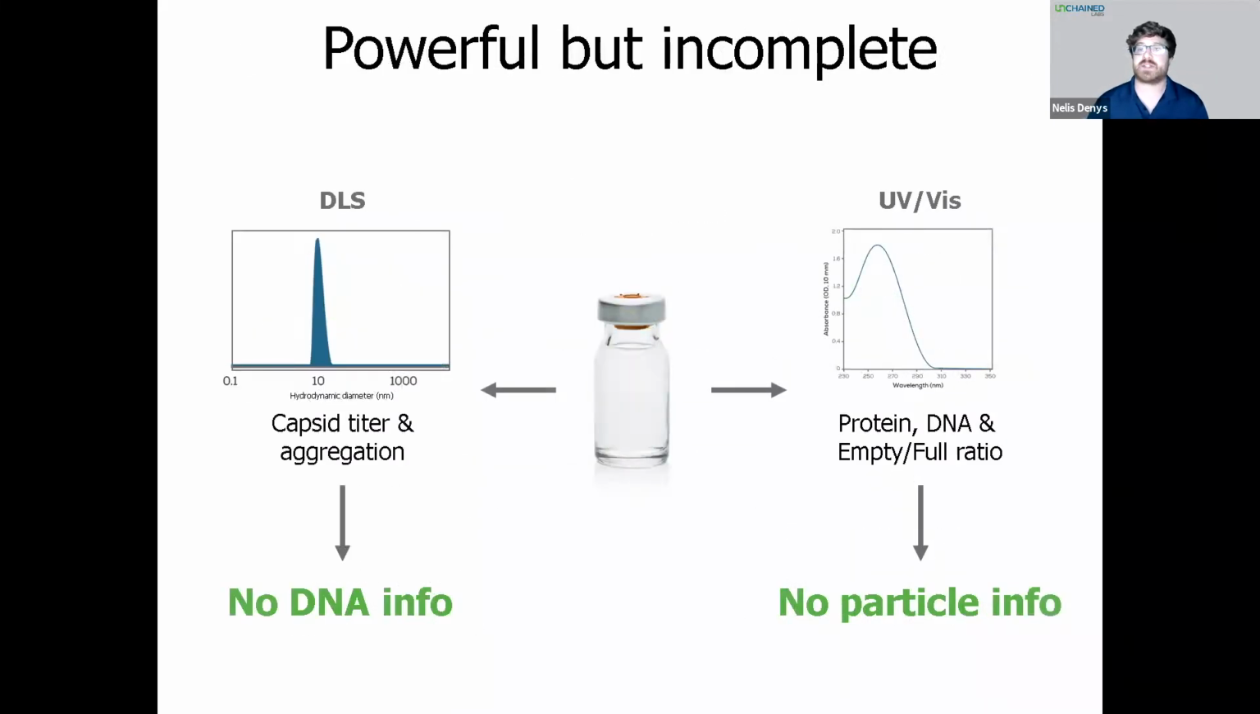Now let's focus in on two technologies, DLS and UVS. Each of them tells a part of the story. DLS gets you info on capsid titer and aggregation, but can't say anything about what's happening with DNA. On the other hand, UVS gets you total amounts of protein, DNA, and can link those to empty full ratio, but doesn't give you info about if any of this is contained in capsids. Each gets valuable info, but neither tells you everything. So what if you could combine them to get a whole story?